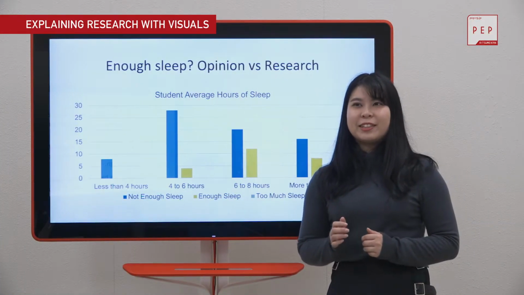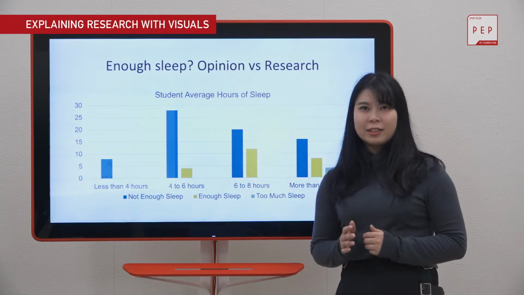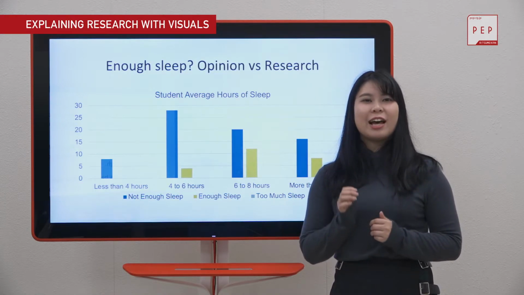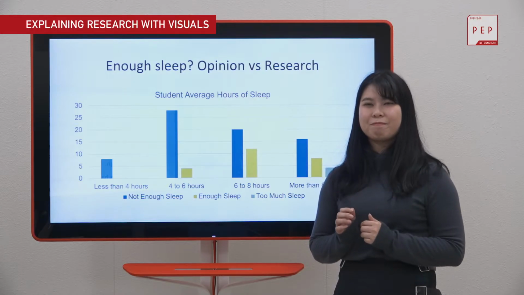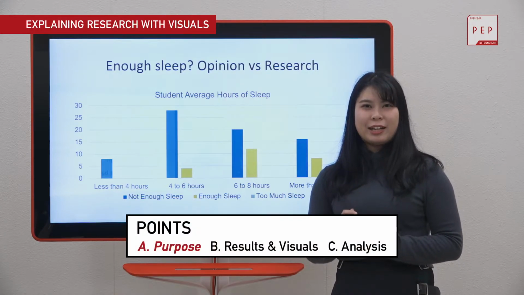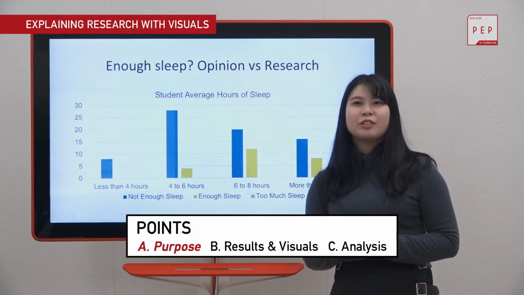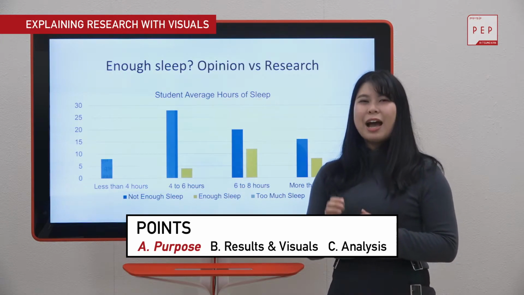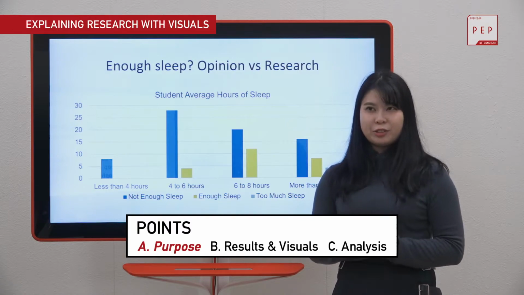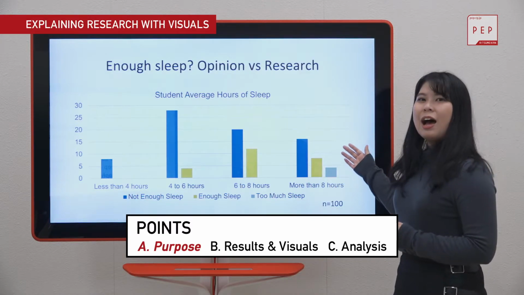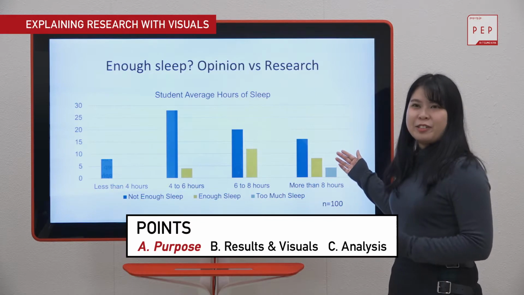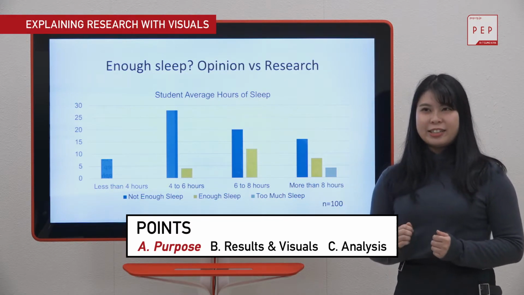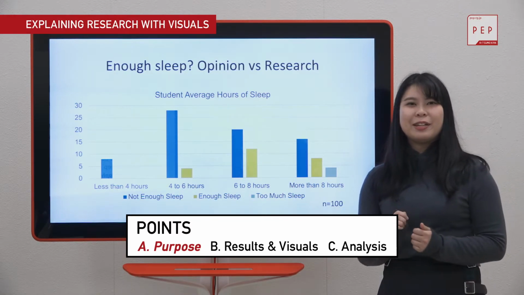Researchers from the University of California recommend that we sleep 8 to 9 hours every night. I wanted to find out how many students are sleeping 8 to 9 hours a night. I asked 100 students, "How long do you usually sleep?" in order to see if they are sleeping enough.